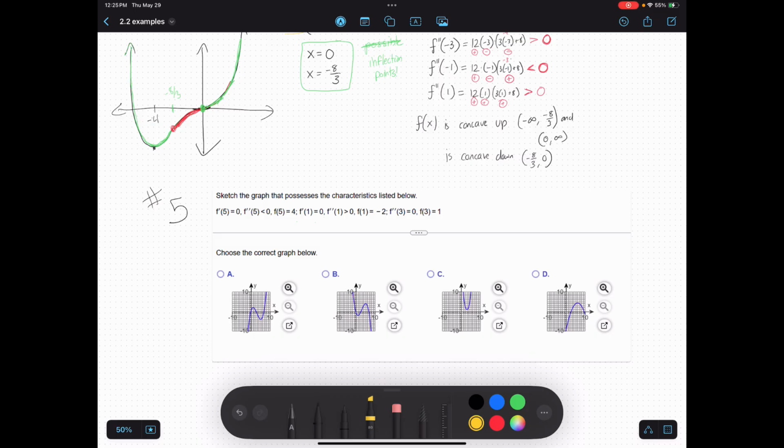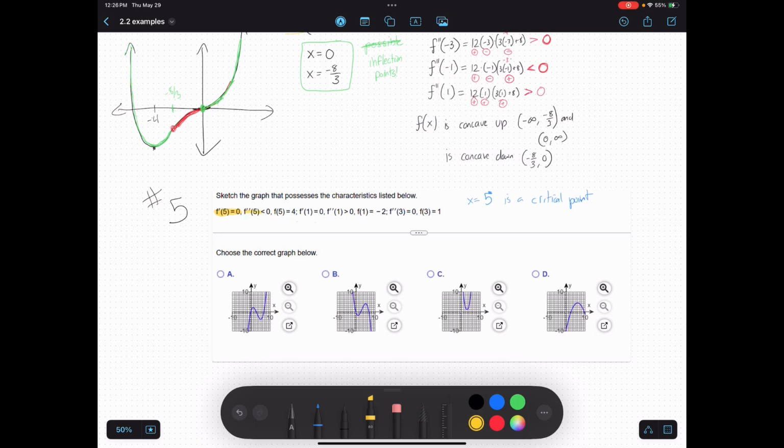But what I want to do here is analyze what each piece of this information is telling us. First, it tells me that the derivative at 5 is equal to 0, right? F prime of 5 is equal to 0. So the derivative at 5 is equal to 0. What does that tell me? That tells me that 5 is a critical point. And that's all it tells me so far. If the derivative is 0, that means that I have a critical point at that x value. So let's keep going.